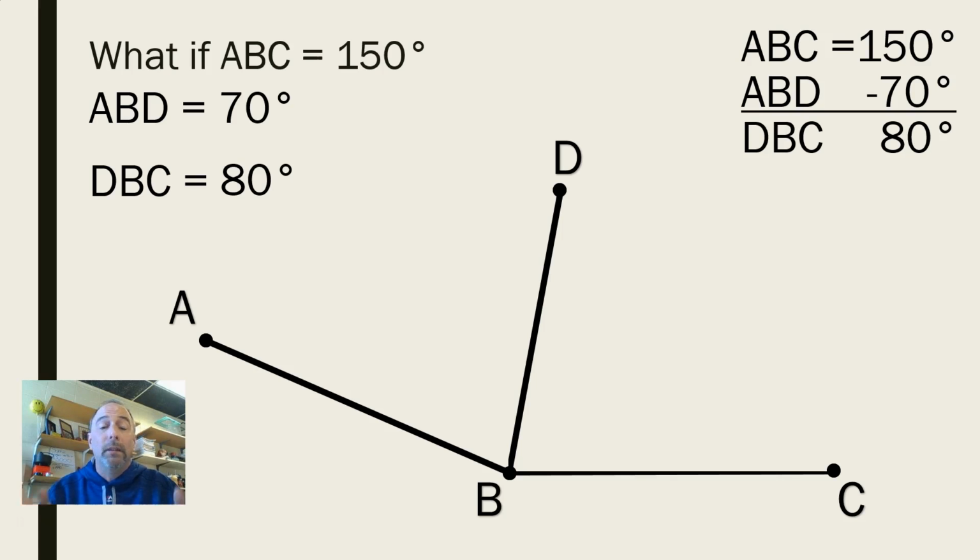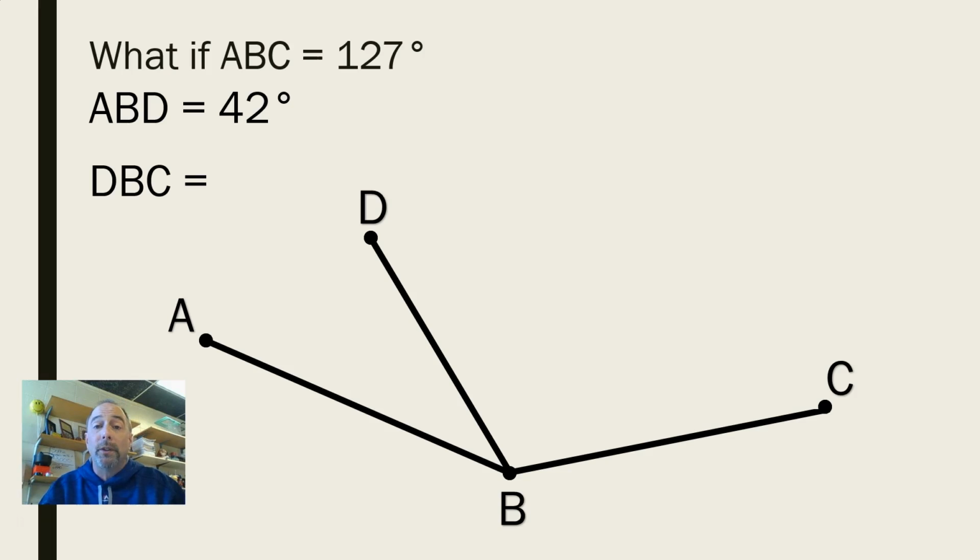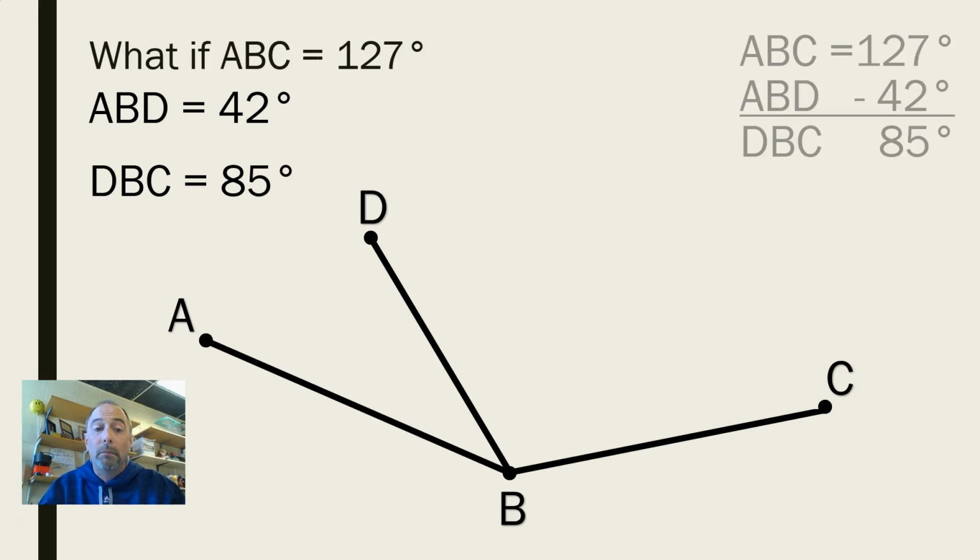And it is really just a matter of thinking. If the base angle is not a 90-degree angle, if it's not a straight 180-degree angle, then I need to look into the math question itself to find out the value of the base. Okay? So what if ABC equals 127 degrees? Well, I subtract the value of ABD, which is also the given of 42, and I get 85 degrees.